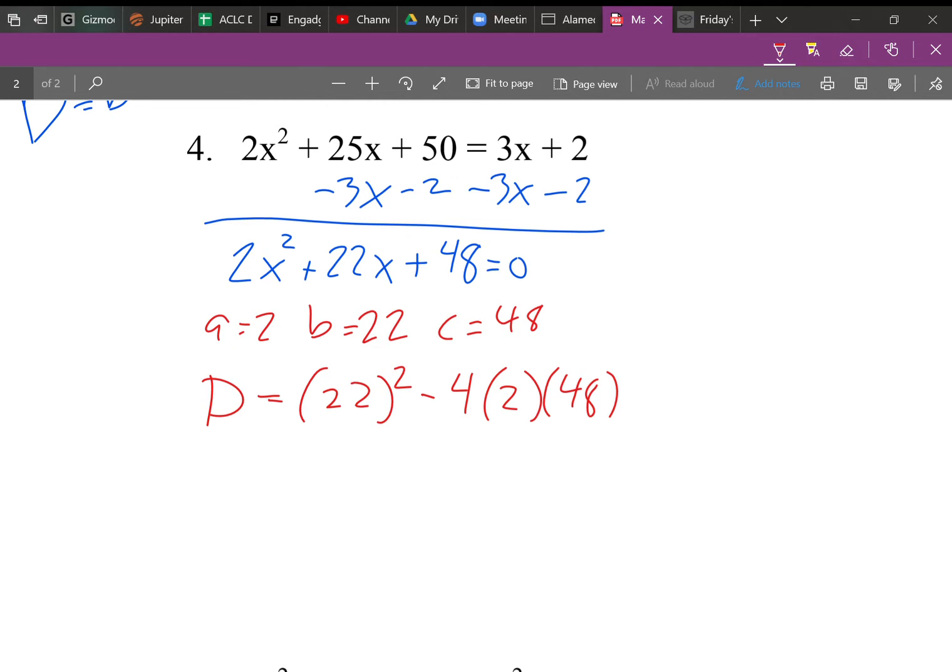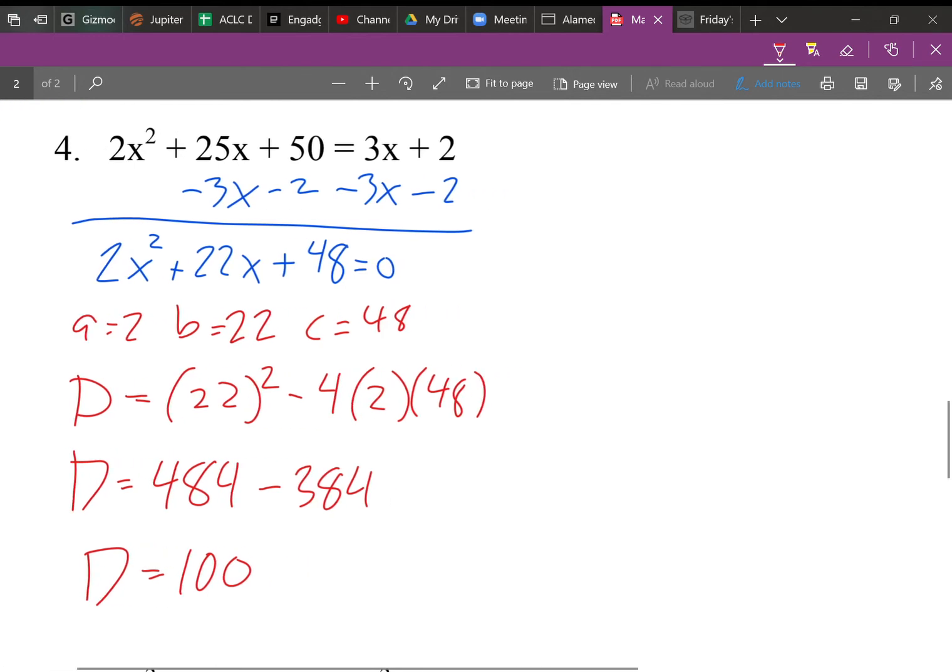22 squared is 484. Then negative 4 times 2 is 8 times 48 is negative 384. And this simplifies to a nice 100. And since the discriminant is positive, we know we're going to have two solutions here.